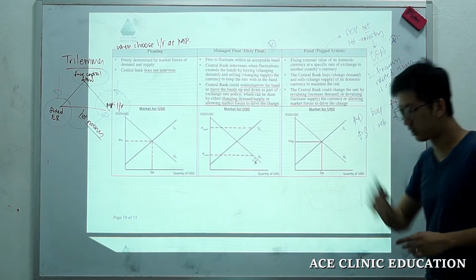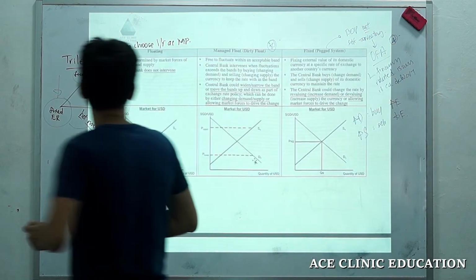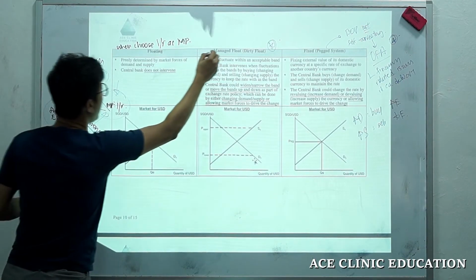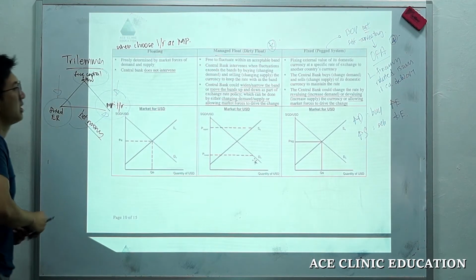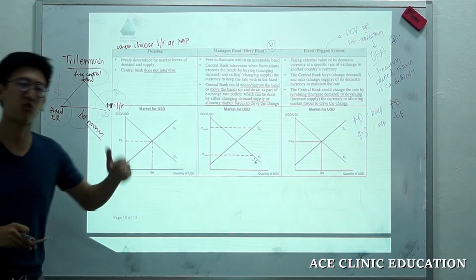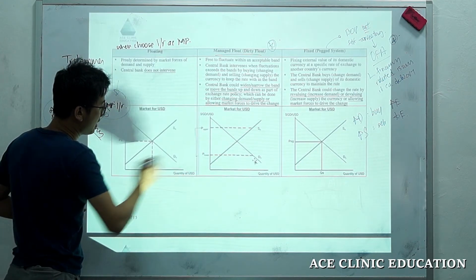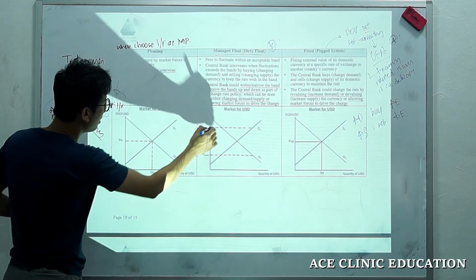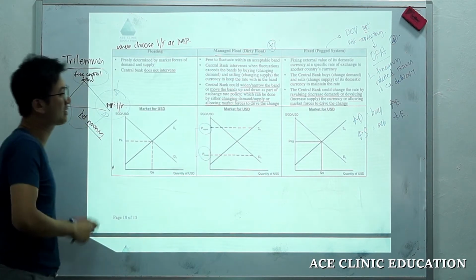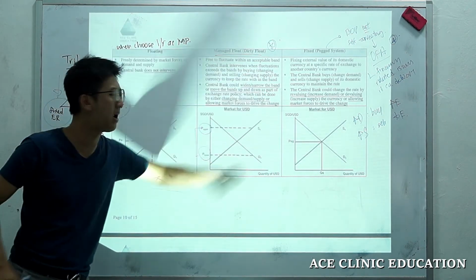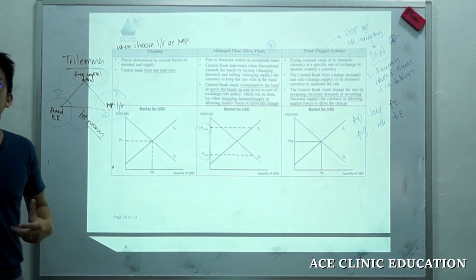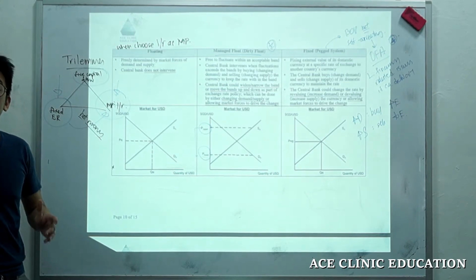Okay, so now having done this, managed float sits in between both of them. The name tells you that it's floating but it's managed. How to manage? You have a band, an upper bound and a lower bound. So instead of managing your currency at one level, we manage it within a range.